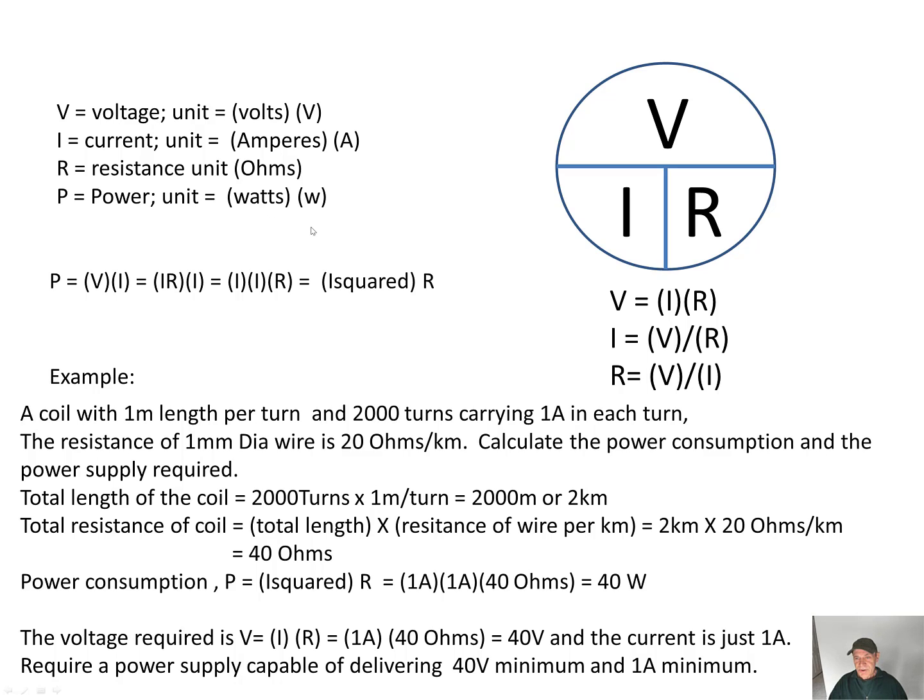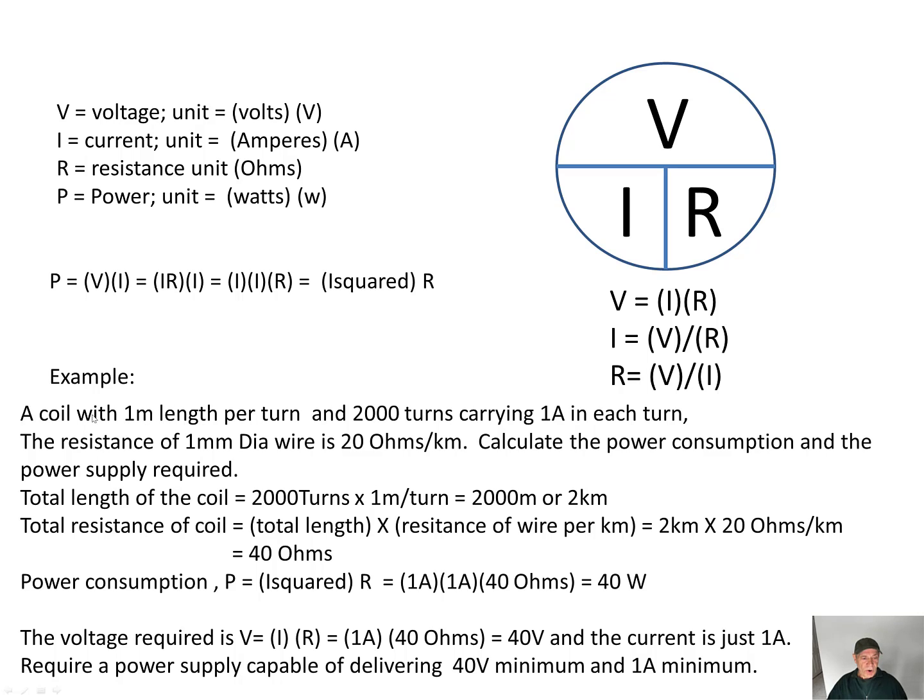For those who are not very good in algebra or not having much experience, you can use this chart to find, for example, if you hide the V, then you got I times R. Or if you want to find out what I is, you block I and you see that's V over R. If you want to find out what R is, you see that it's V over I. So the power is voltage times current, or since voltage equals IR, is I squared R.